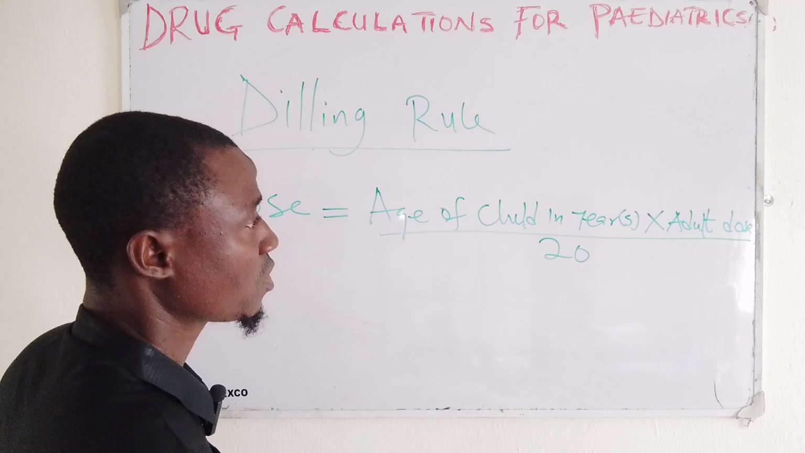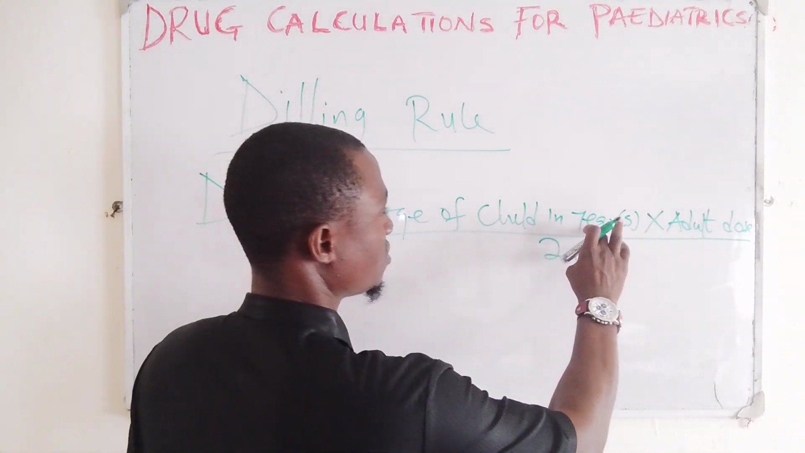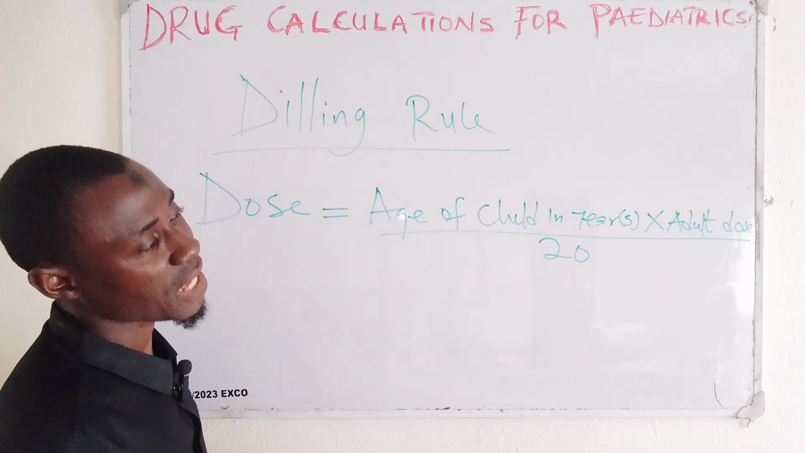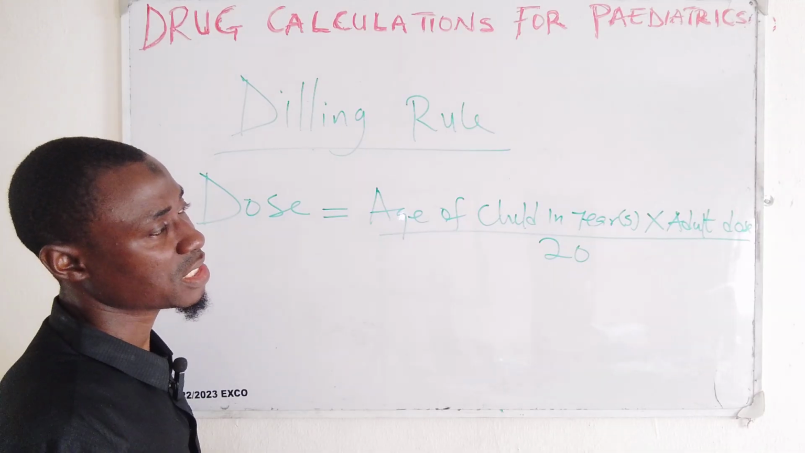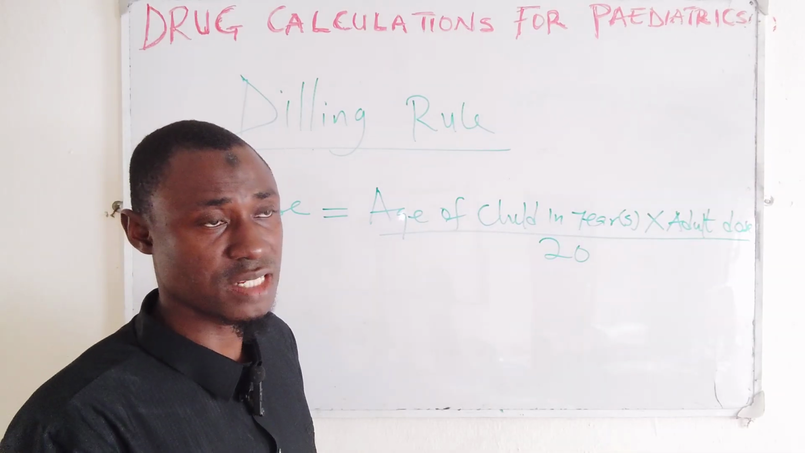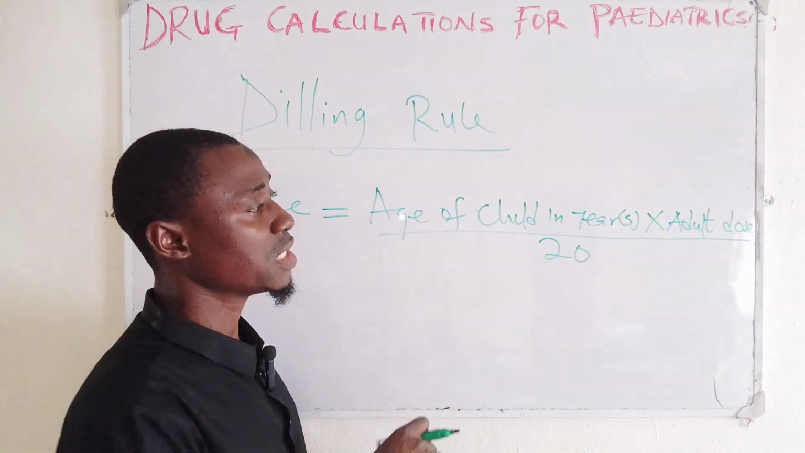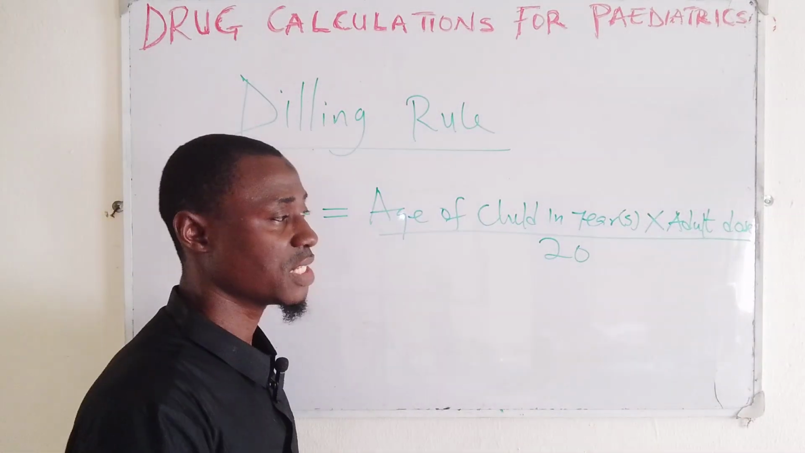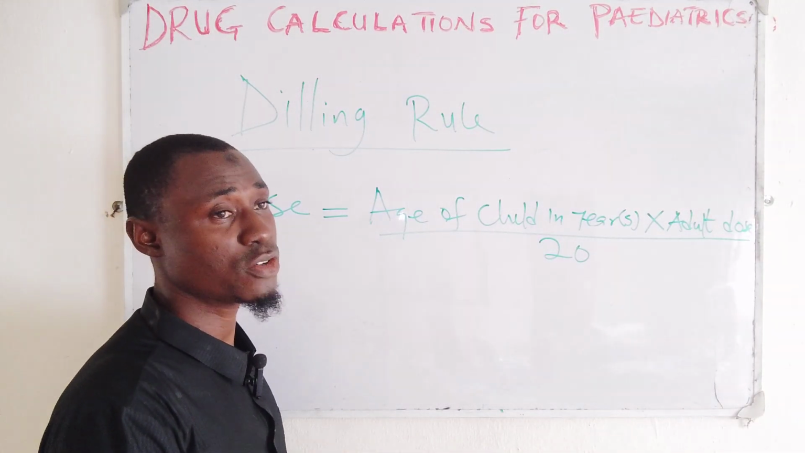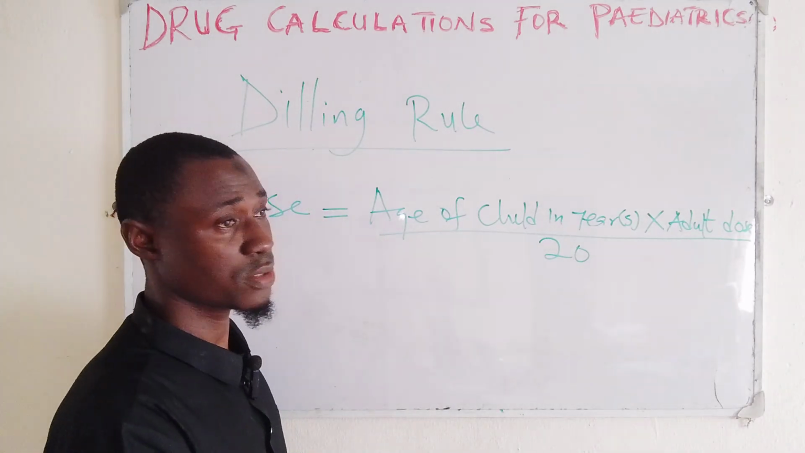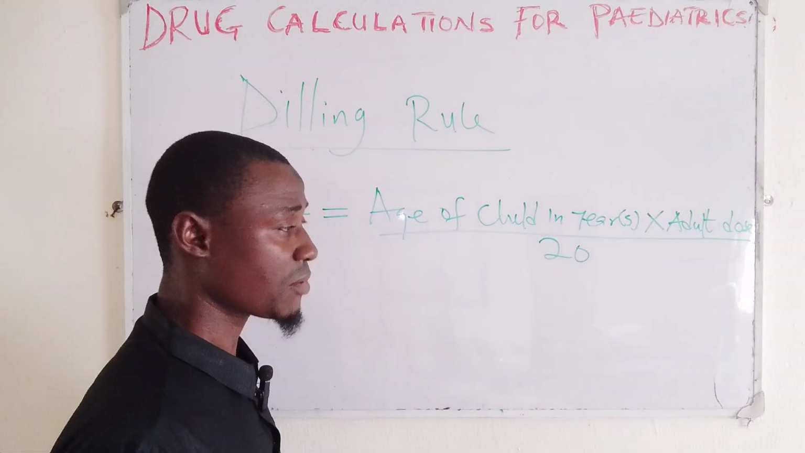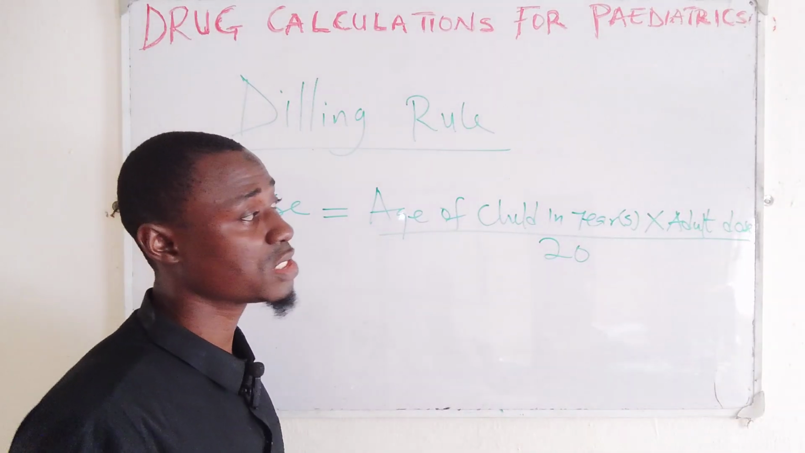One of the reasons why we call it an age-based rule is because the age of the child is going to be in years. Now, one very important similarity common to every rule that we're going to come across in this lecture series is the adult dose. The adult dose appears in all of the rules. We saw it in the Young's rule, and now again we have the adult dose in the Dilling's rule. Likewise, in some other rules we're going to come across, you will still find the adult dose.